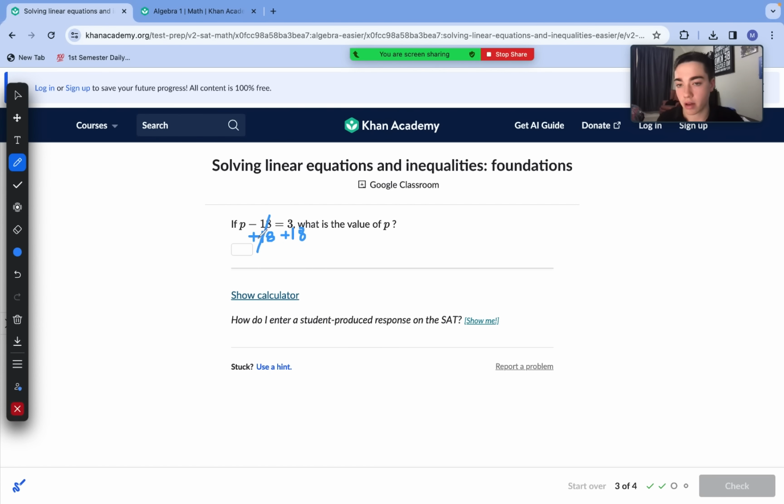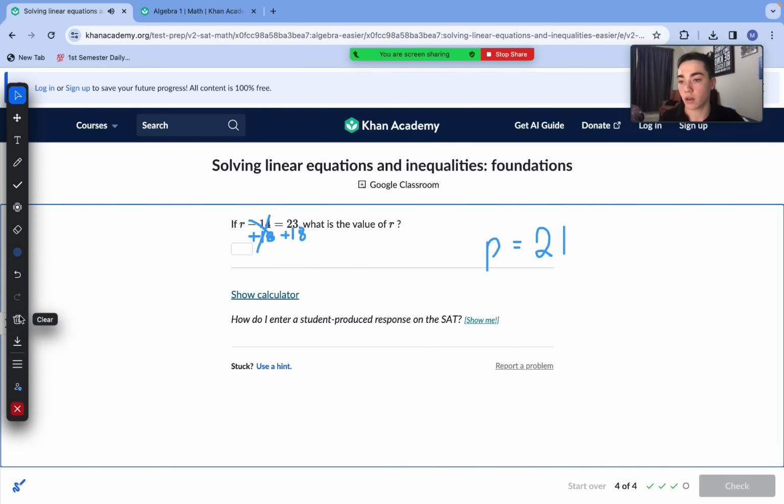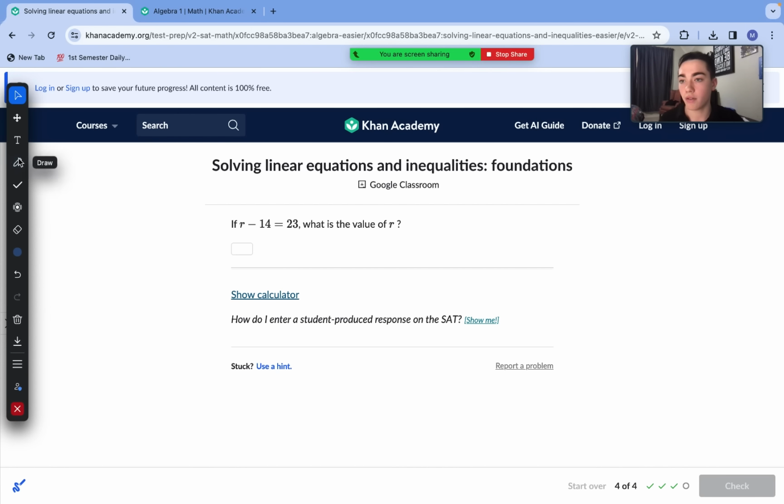Once again, it cancels out. On our left side, we are left with p. And then p equals 21. 3 plus 18 is 21. So 21 is the value of p. Moving on to our last question here. Very similar.